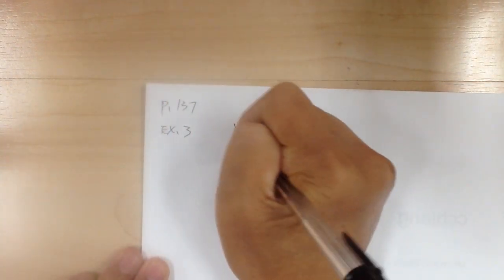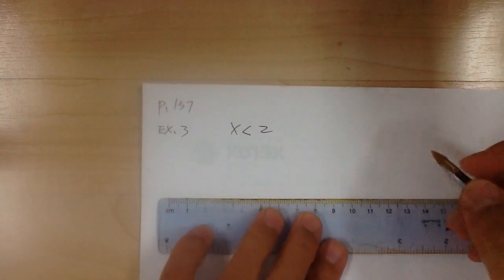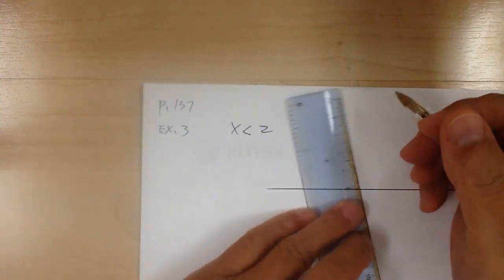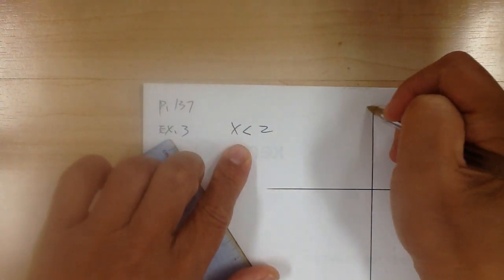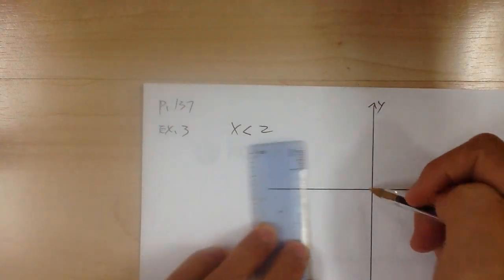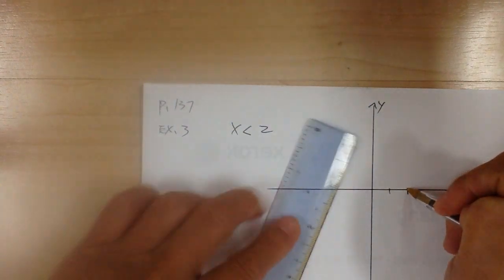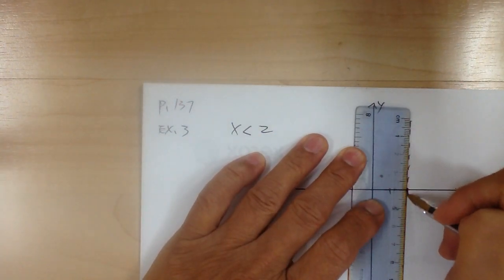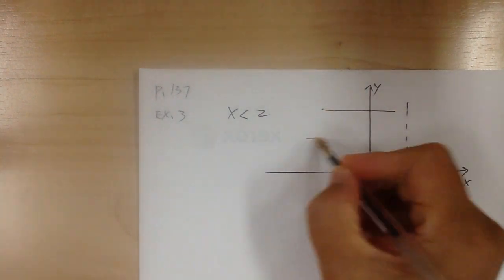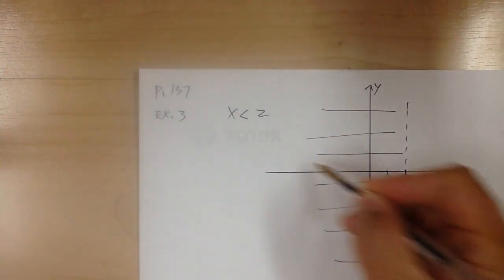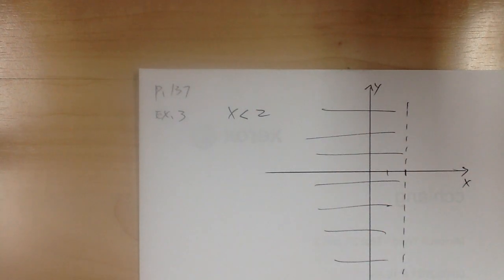Example 3, you have x is less than 2. When you have x and don't have y, you're going to have a vertical line. And so this is 2. So it'll be 1, 2, and it's going to be a dashed line. And it's going to be less than, so this one you don't have to do the testing point, because this side is less than 2, right? And so there will be the graph.